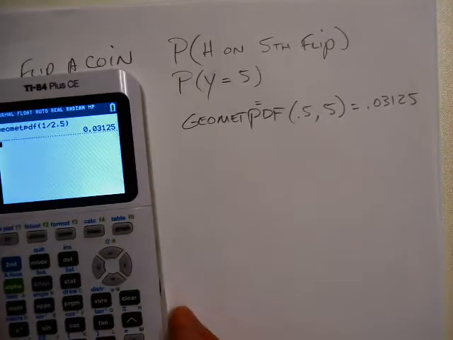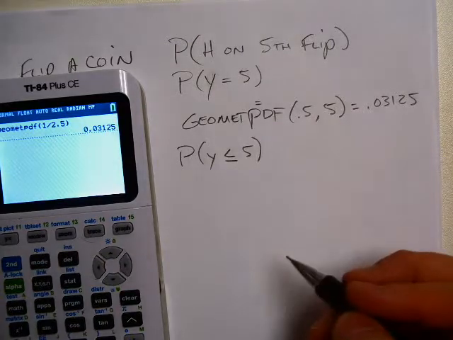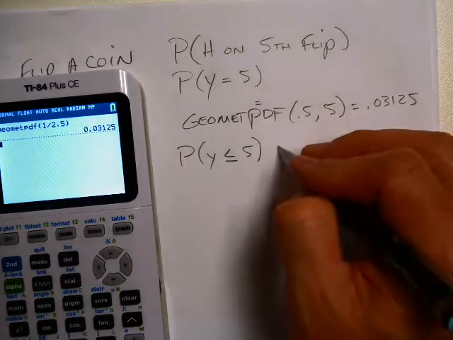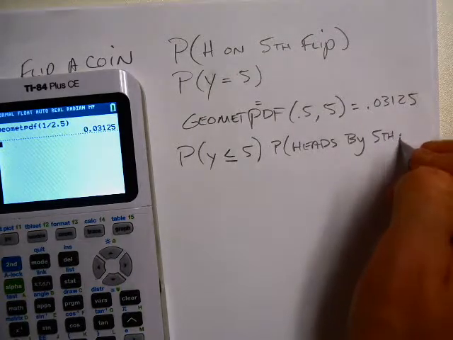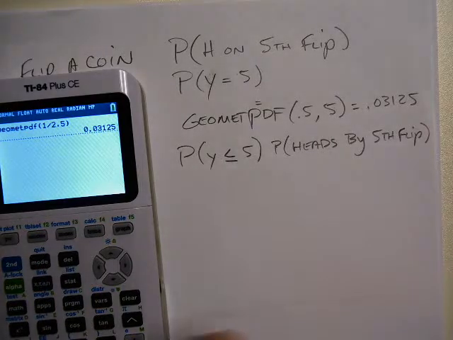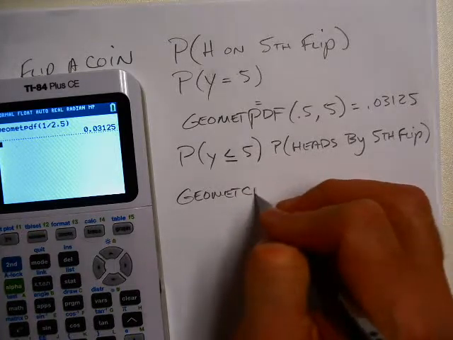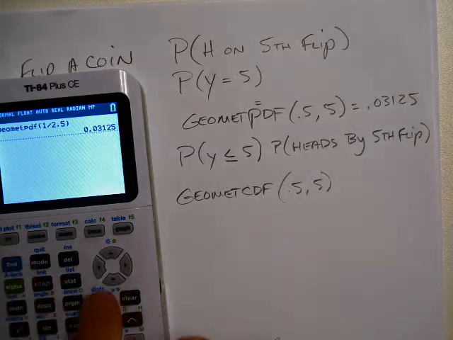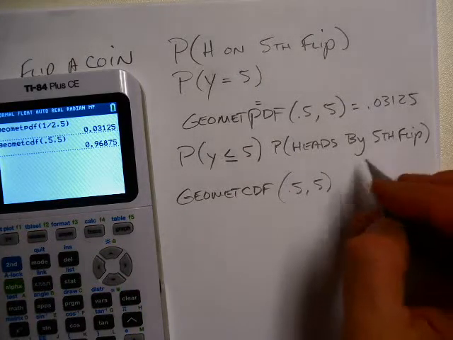What if I asked the question differently? I said, what's the probability that Y is less than or equal to 5? This is saying that we get the first head by the fifth flip. So that's going to be a CDF. So Geomet CDF, because it's an inequality. And it's pretty high, almost 97%.